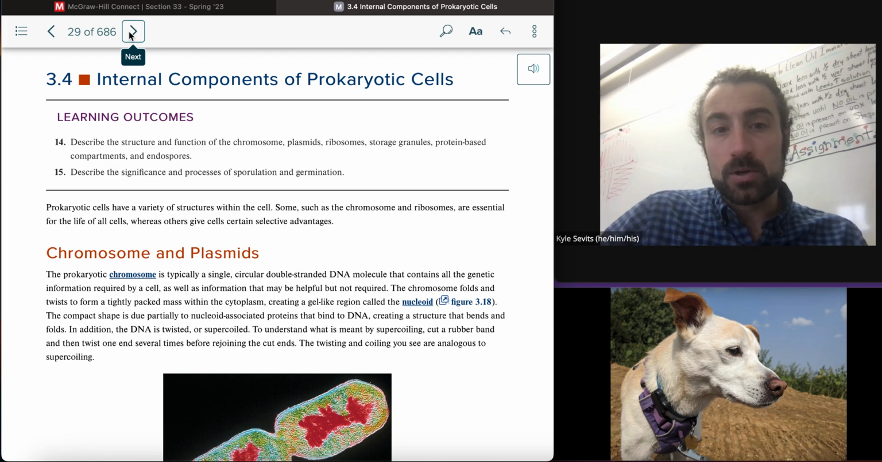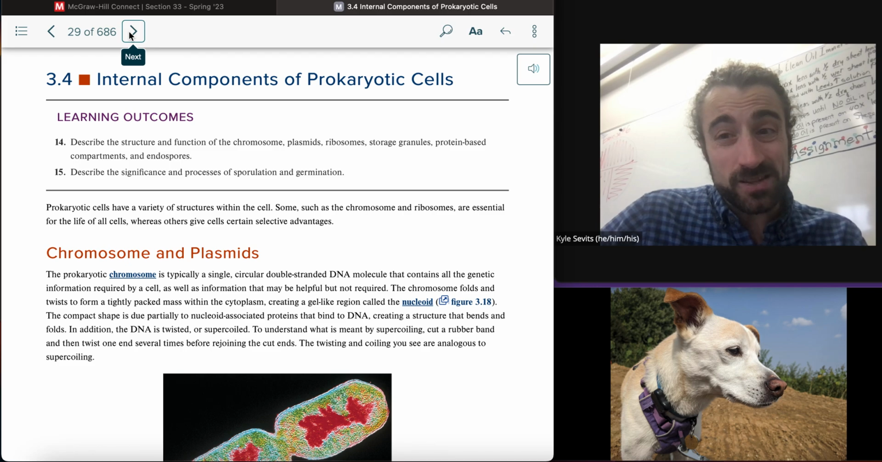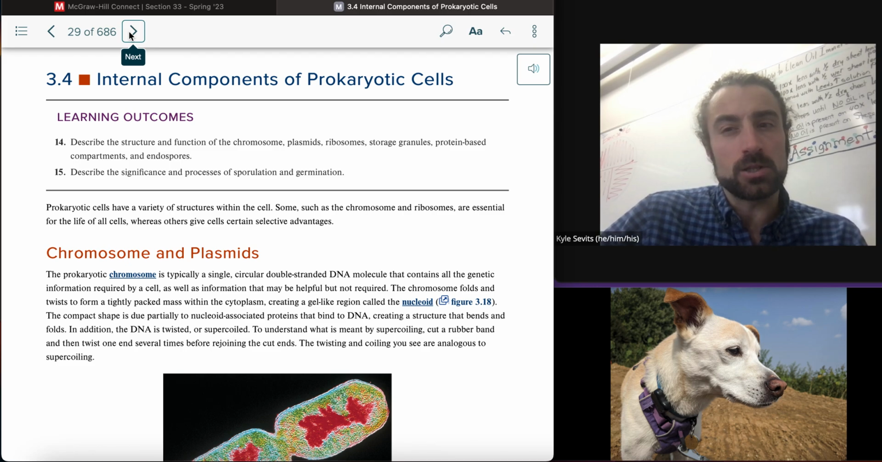Fourth, internal components of prokaryotic cells. This is going to be, okay, great, these prokaryotic cells can do everything a eukaryotic cell can do, but they don't have internal membrane-bound compartments. So what do we call these areas? How do they still get these things done? How do they organize themselves?